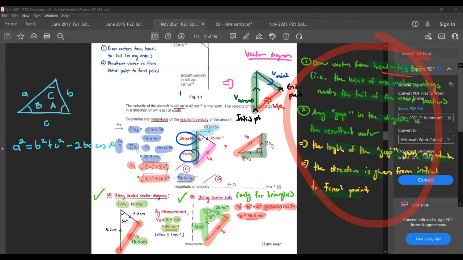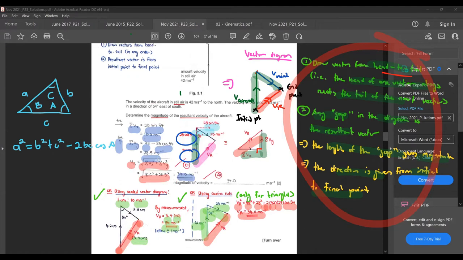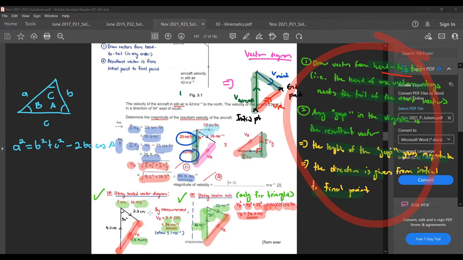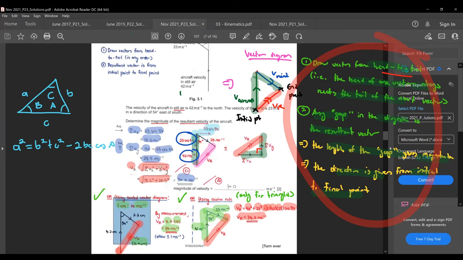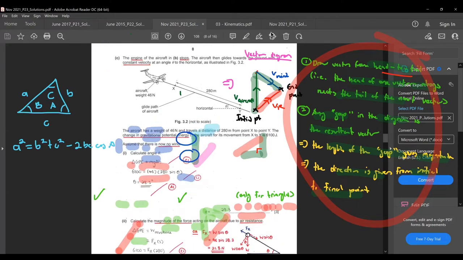Okay, so it doesn't matter which one you use. Resolution of vectors, by right, is the better one. But sometimes there are shortcuts, like using a scale vector diagram directly. It's up to you to use whichever one you like. Okay, so this one is okay. Then after that, we move on to part C.